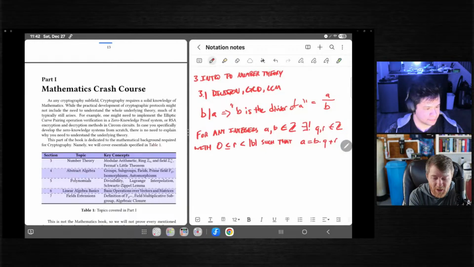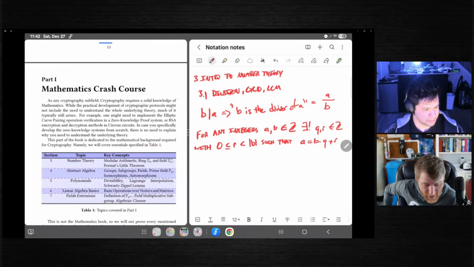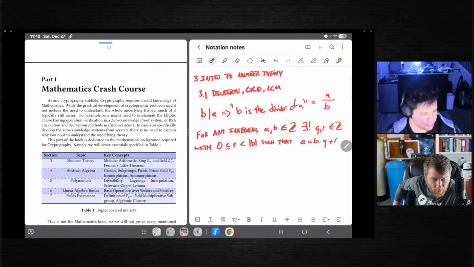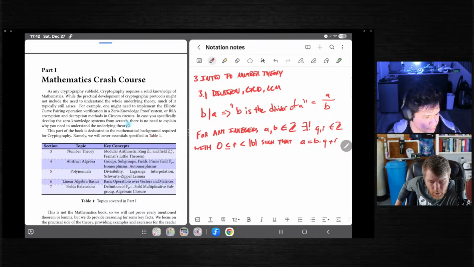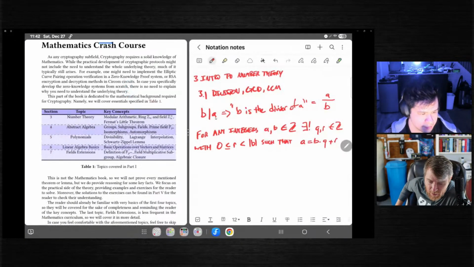Namely, we will cover essentials specified in Table 1. So Section 3 will handle number theory, which is modular arithmetic, ring Z_n and field Z_p, and I don't know how to say that, Fermat's little theorem. I don't know what that is. Section 4, abstract algebra: groups, subgroups, fields, prime fields F_p, isomorphisms, automorphisms. I'm aware of and comfortable with most of that. Section 5, polynomials, and I'm quite comfortable with those: divisibility, Lagrange interpolation, and the Schwartz-Zippel lemma. I don't know that one. I don't know that one either.